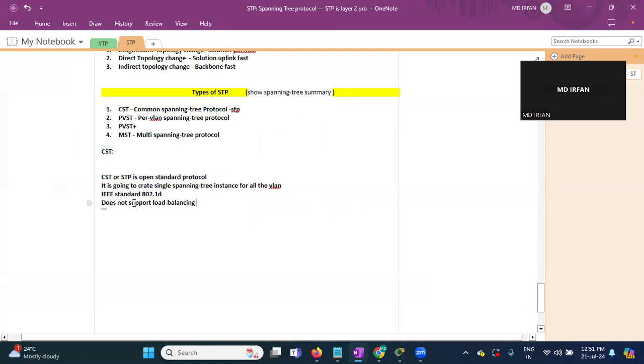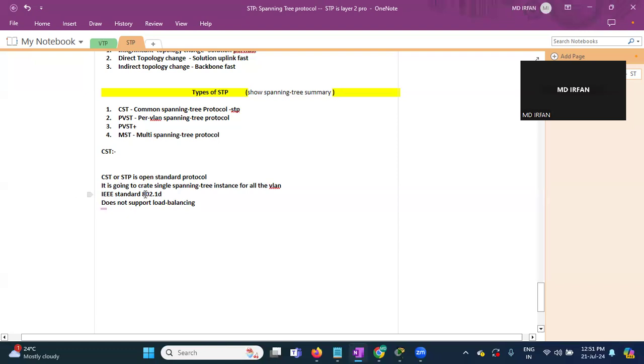So STP is not supporting it because it creates a single instance. If we have multiple instances, then we can do load balancing. If you have a single instance, you can make only one root bridge. If you have multiple instances, you can make multiple root bridges for particular VLANs. I will show you, don't worry. CST generally does not support it.